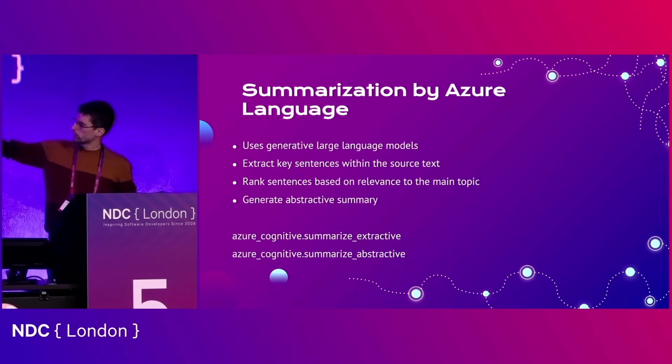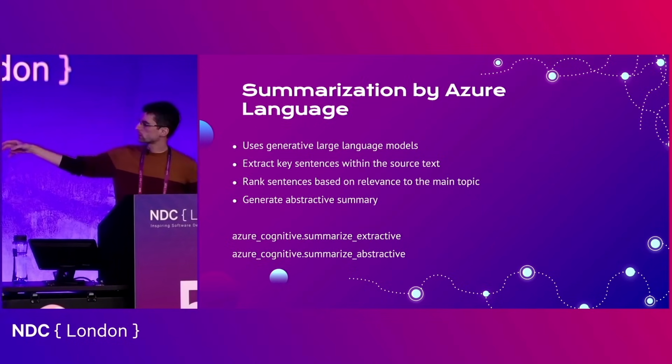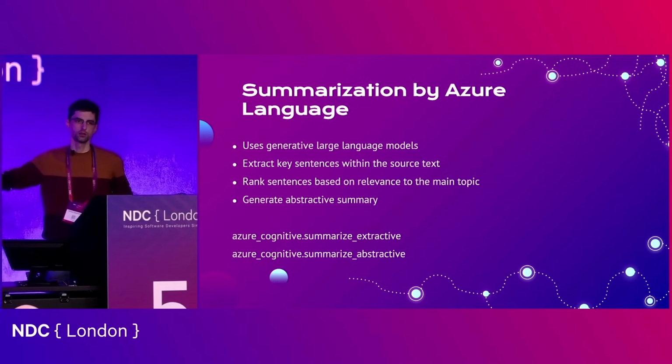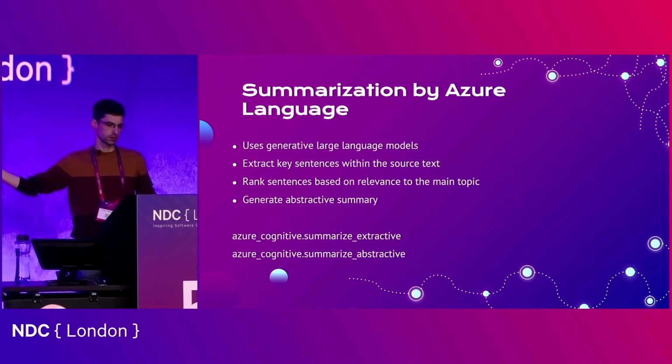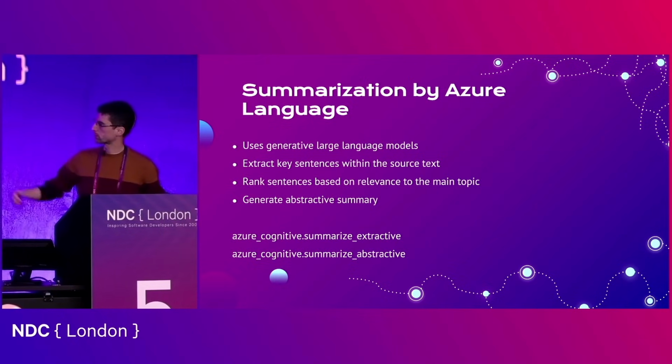And we have different functions available in the Azure Cognitive schema. We can call summarize extractive like we did in the demo to get the extractive summary, and summarize abstractive for abstractive summary.